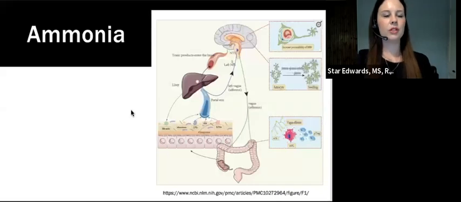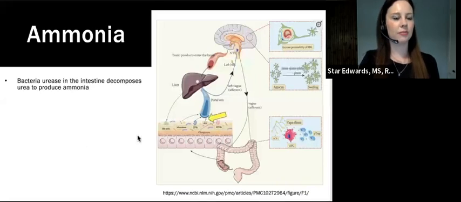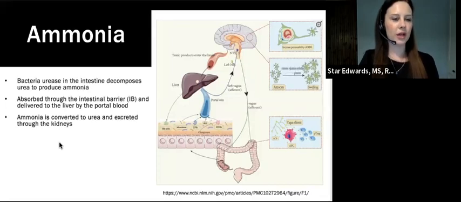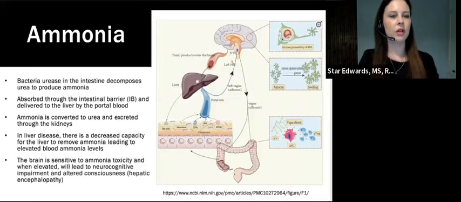Now we are going to move on to ammonia. Ammonia comes from bacterial urease. So we have this bacterial urease in the intestines, and it decomposes urea to produce ammonia. It's absorbed through the intestinal barrier and delivered to the liver by the portal blood. Ammonia is converted to urea and excreted through the kidneys, but when there is liver disease, there's a decreased capacity for the liver to remove ammonia, leading to elevated blood ammonia levels that then can travel to the brain.